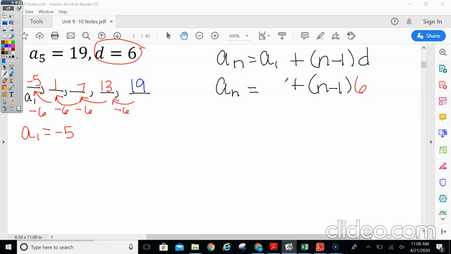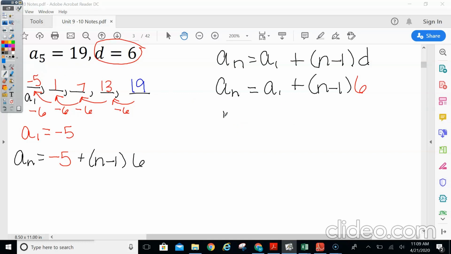So using this over here, we can actually plug that in for a sub 1. So a sub n equals negative 5 plus n minus 1 times 6. So we can distribute and solve, which we are going to do in just a second. But I want to show you the other way, because what if you're starting at the 20th one or the 50th one? You're not going to want to just keep going backwards. You want to plug it in.